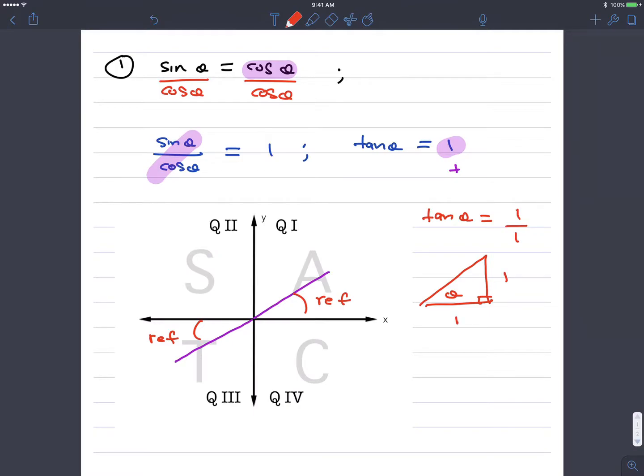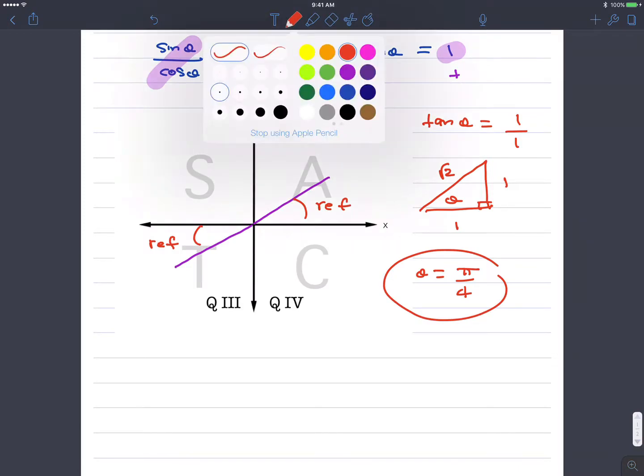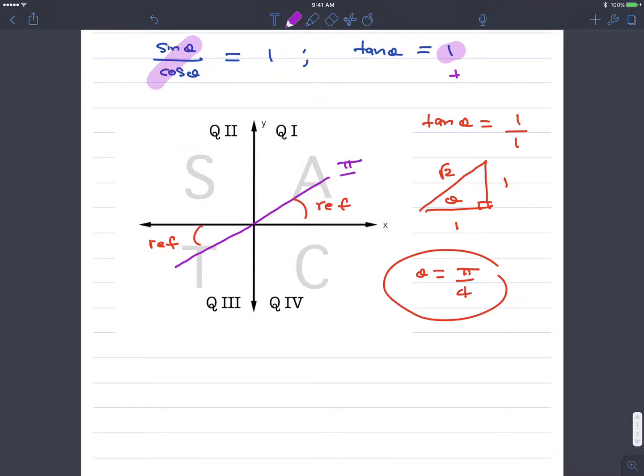Opposite over adjacent, what's my hypotenuse? And that's square root of 2. So in other words, the reference angle is pi over what? 4. This is a special triangle. So my first solution here, the first angle, is pi over what? 4. Is that right?